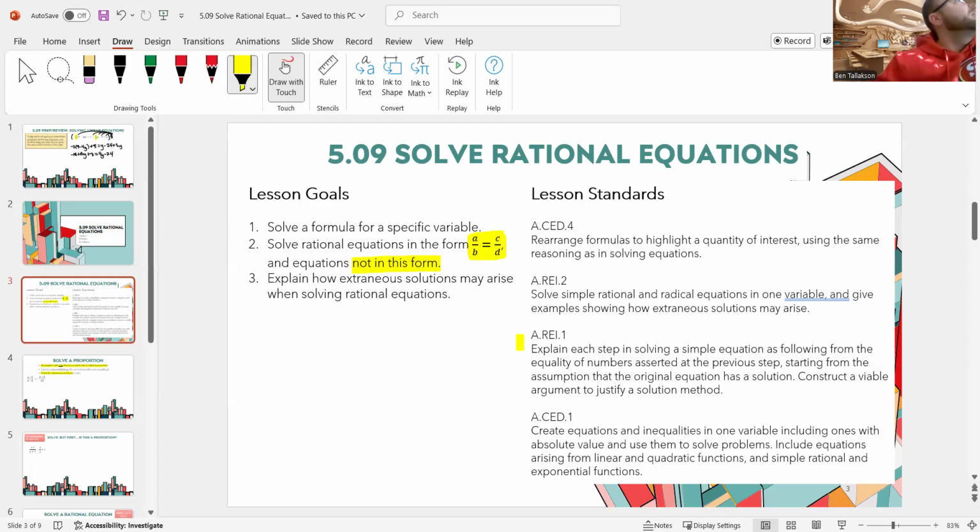Sorry, the lighting is a little off. There we go.